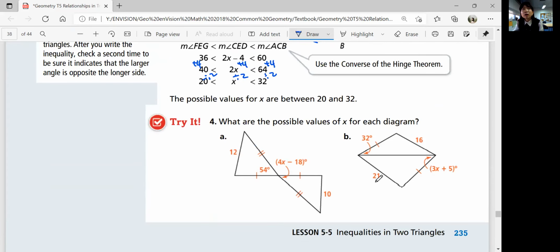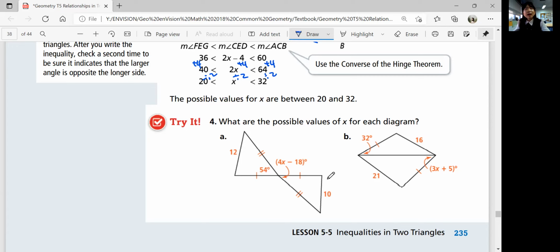So applying the Hinge theorem and the converse of the Hinge theorem, what are the possible values of x for each diagram? Try number 4. See if you can do it by yourself. Come back when you're ready. You need to have inequalities as your answer. You can't just have one answer. You just don't know.